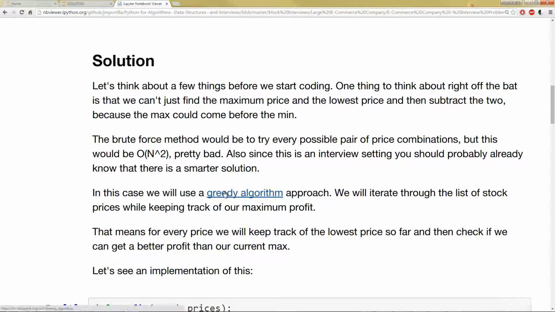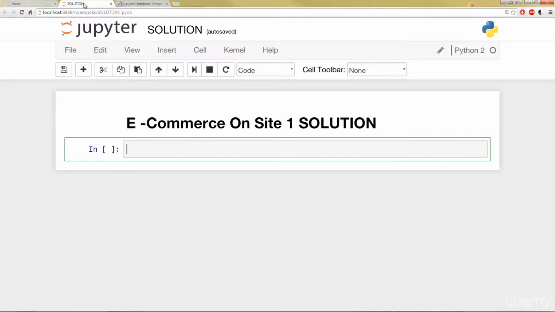And again, there's a Wikipedia link here in the solution notebook for you to check out the full definition of a greedy algorithm. But basically what's going to happen is we're going to iterate through that list of stock prices while keeping track of our maximum profit. And that means for every price, we're going to keep track of the lowest price so far and then check if we can get a better profit than our current max. So let's go ahead and implement this.